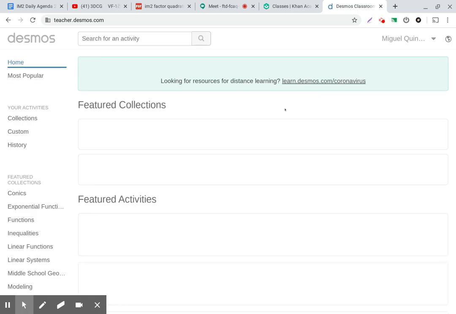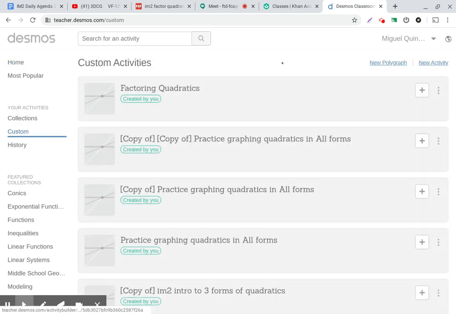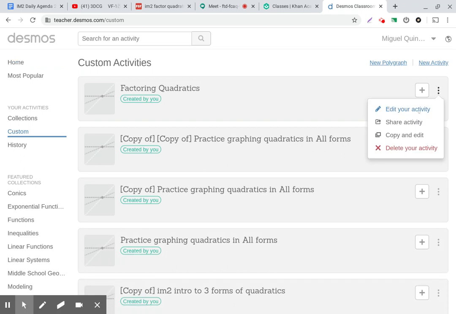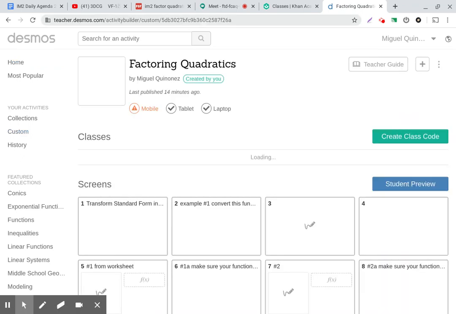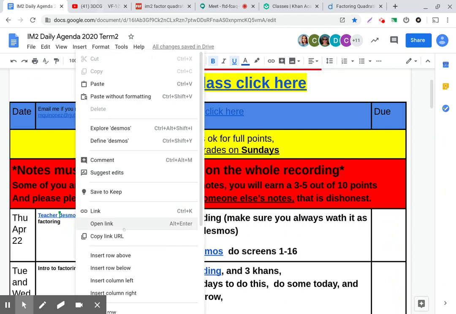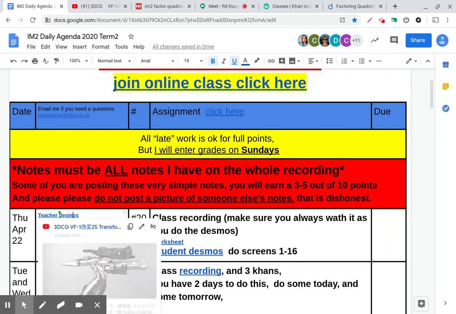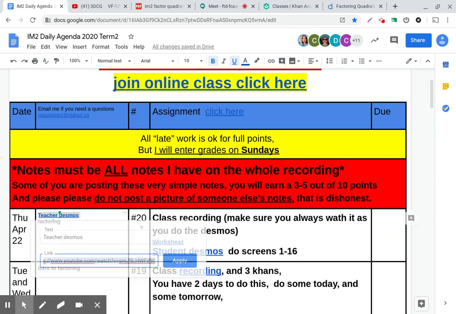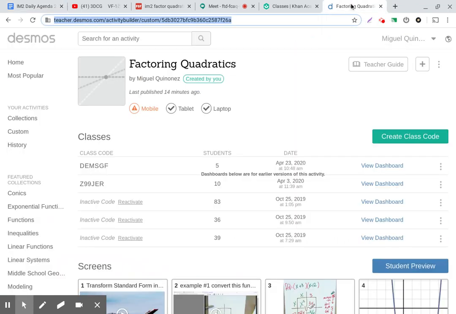All right. Let me see. So then I go to my custom. So I make these custom made ones. Here's factoring. It's called factoring quadratics. That's what we're doing today. So I'm gonna go here and change my link. My link was wrong. I had the YouTube of a Robotech. Okay, so we are in factoring.